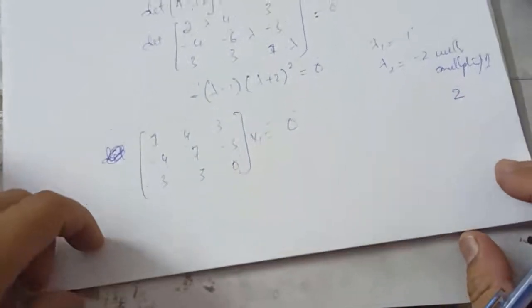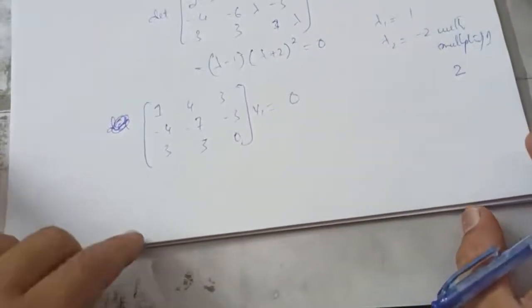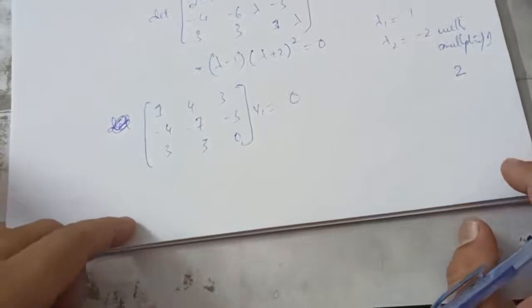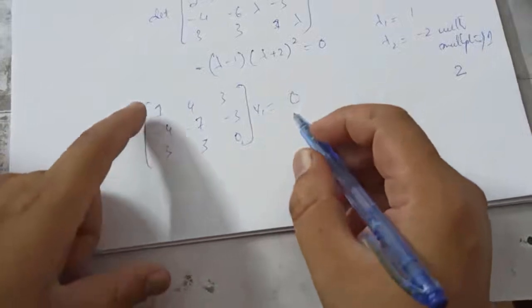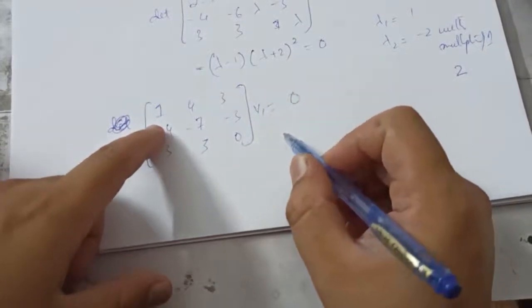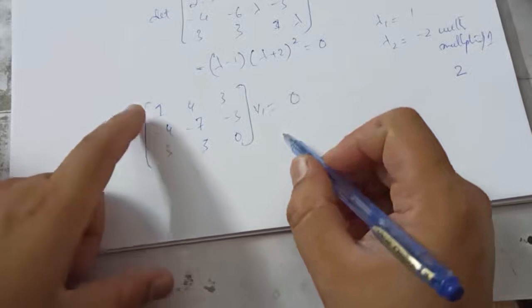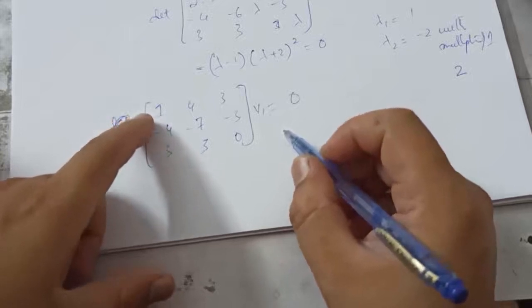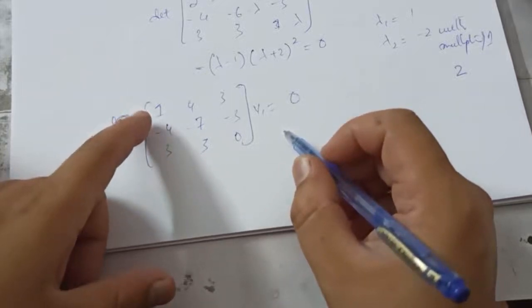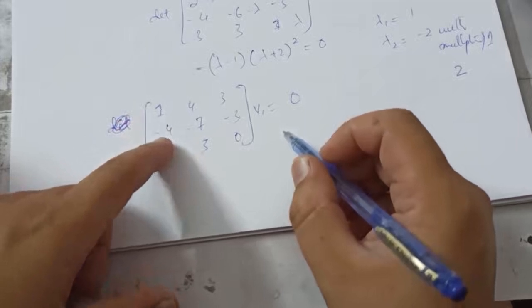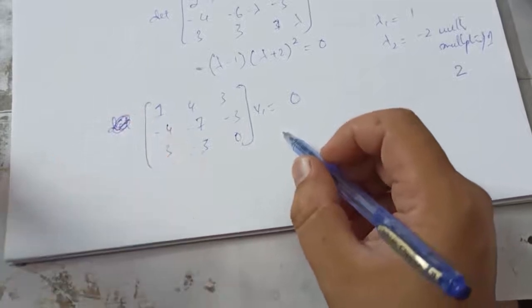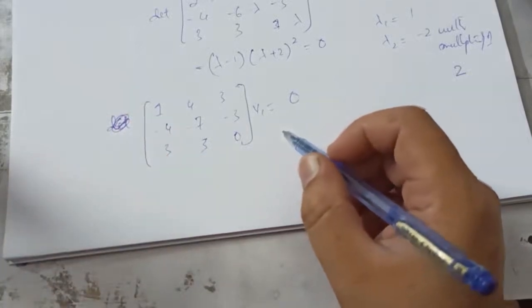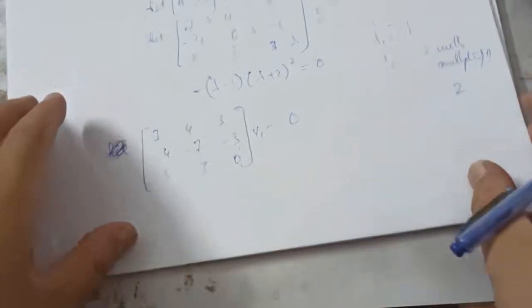Now let's solve this one and try to find the corresponding v1 here. What you can do is make an augmented matrix first, multiply the first row by 4 and add it to the second row, and similarly multiply the first row by 3 and add it to the third row. I'll do that in the same step here.